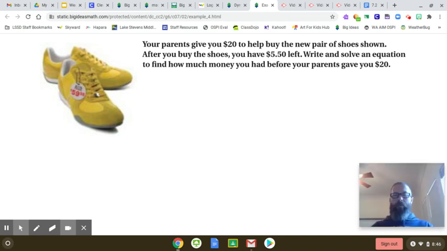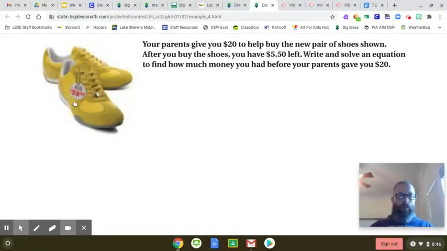Now we're on example 4, and it's going to start to get a little tough here. We got these story problems, and we have to write an equation and then solve it. So, what does it say? It says your parents give you $20 to help buy the new pair of shoes shown. After you buy the shoes, you have $5.50 left. Write and solve an equation to find out how much money you had before your parents gave you $20.